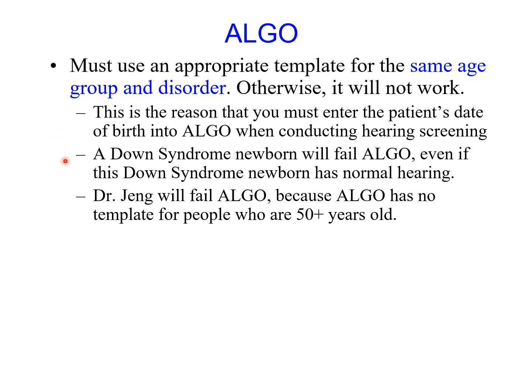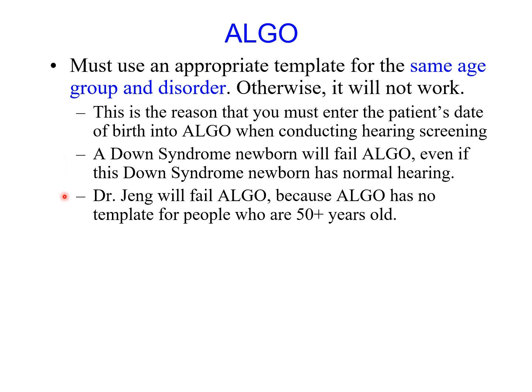Another example is if you have a newborn who is born with Down syndrome. This Down syndrome newborn will fail ALGO because the ALGO template is based on normal hearing newborns. Even if this Down syndrome newborn has normal hearing, the newborn will fail ALGO because Down syndrome newborns have a different ABR waveform and template.